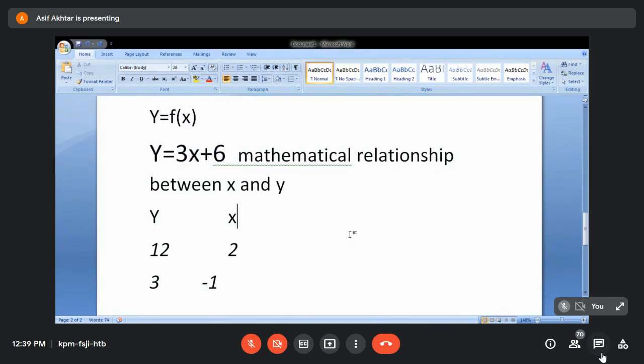We have y equal to 3x plus 6, right? I can change this expression. For example, in place of plus, I would put minus. In place of 3, I can put, for example, 6. So we have different types of mathematical relationship between x and y, the functional relationship between x and y, where we put the value of the independent variable and we get the value of the dependent variable.